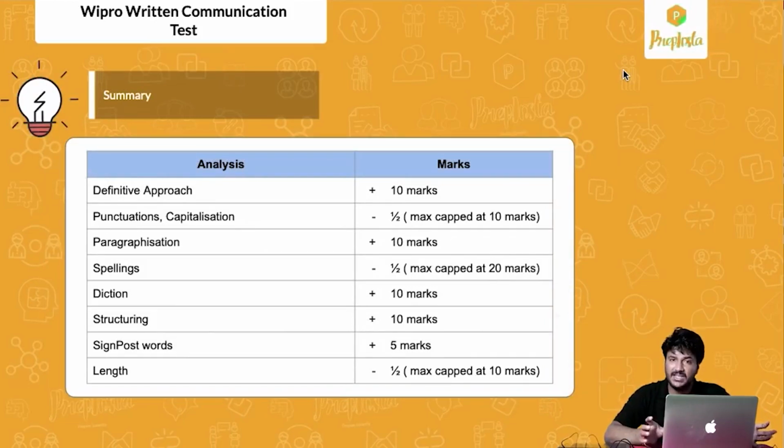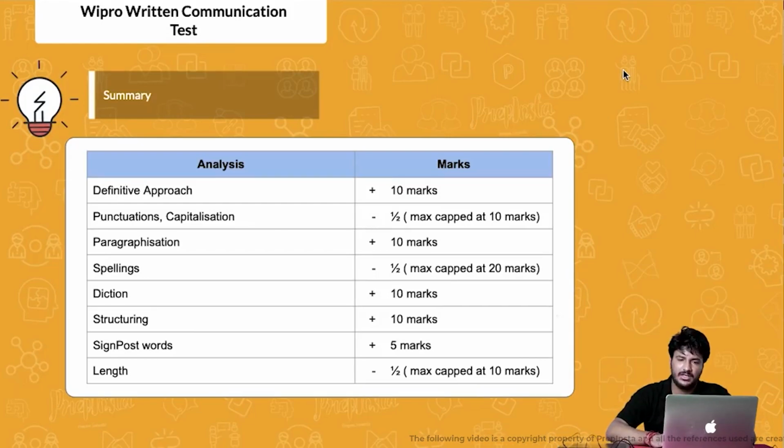I will suggest you take a screenshot of this particular page so that you always have it in your phone, and before writing the exam, you can just go by it and refresh upon it, right? So as I told you, definitive approach, punctuation, capitalization, paragraphization, spelling, diction, structuring of words, using signpost words, length, all of these have marks. Some have 10 marks, or some have positive marks, and some do not have marks, but they have penalty, right? So make sure that you use all of these very importantly.